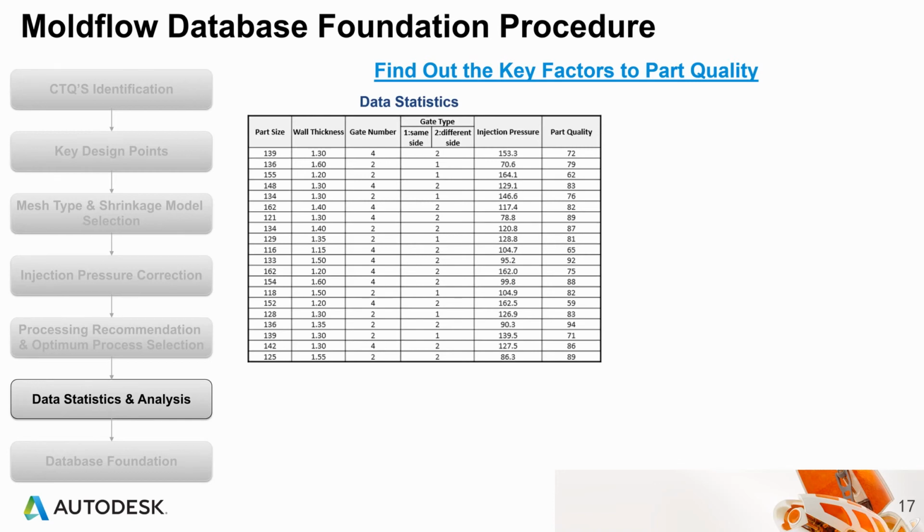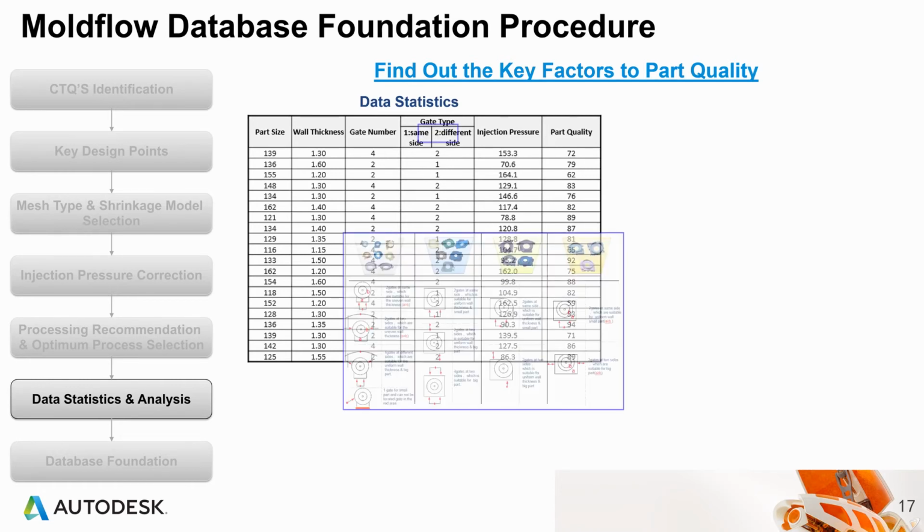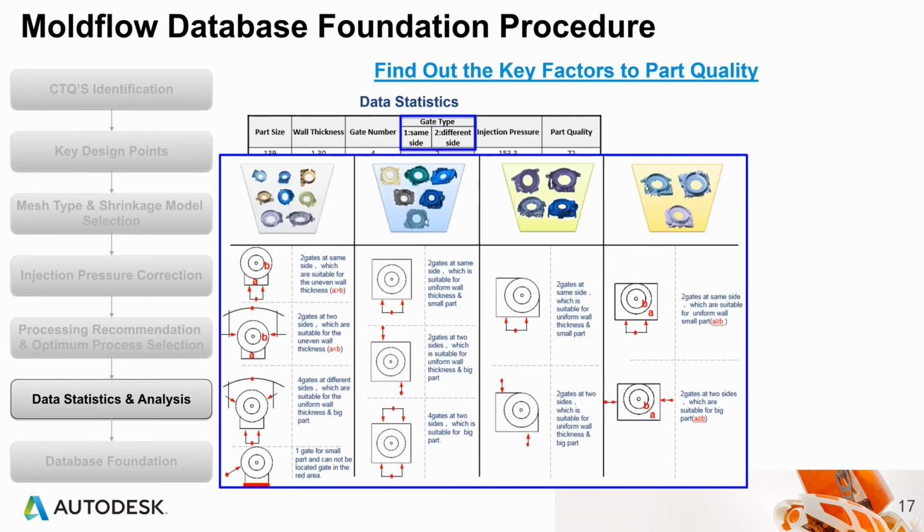We also collect some cases, and the processing parameters are recommended from Moldflow. The factors include part size or thickness, gate number, gate location, and injection pressure. For gate location, we summarized 2 types, different site and same site, no matter how many gates there are.